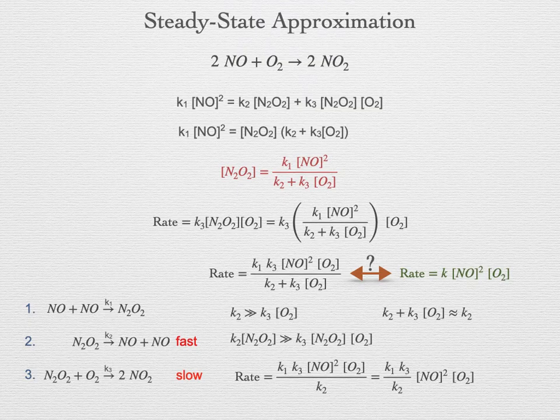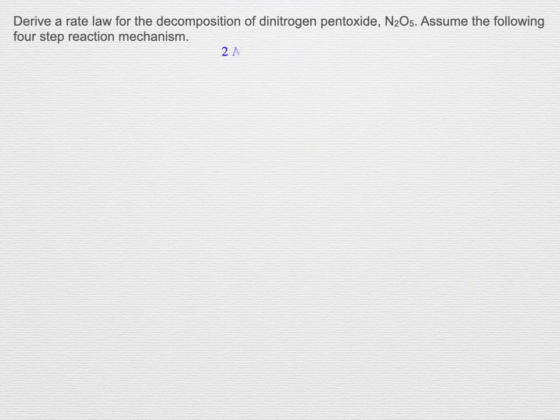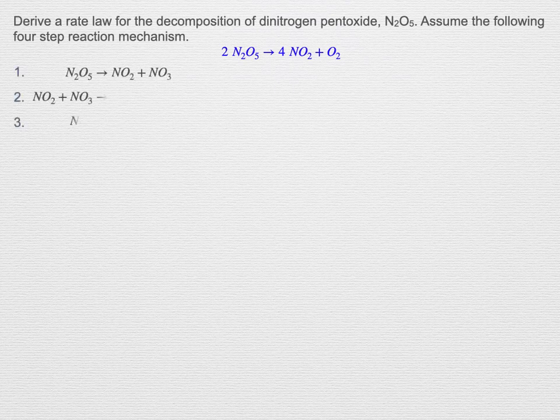Here is another example, and you will not likely encounter one this challenging again in general chemistry. Derive a rate law for the decomposition of dinitrogen pentoxide. Here is the balanced reaction equation. Assume the following four-step reaction mechanism.